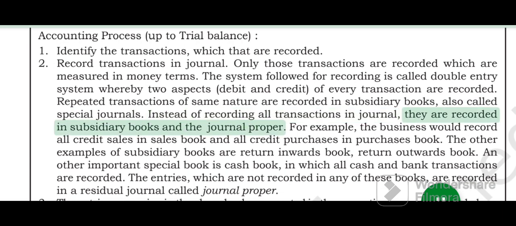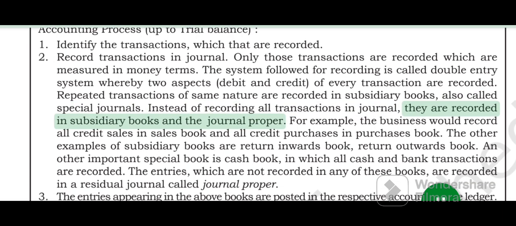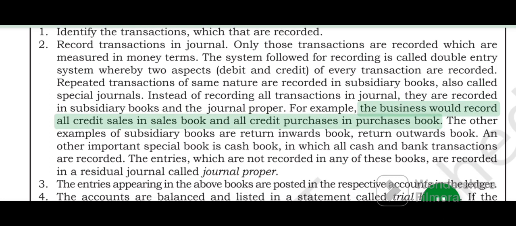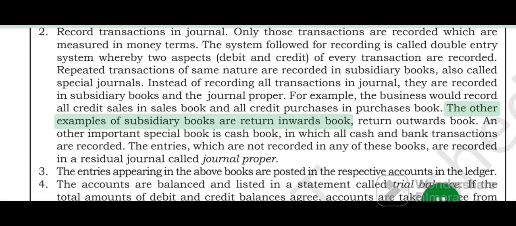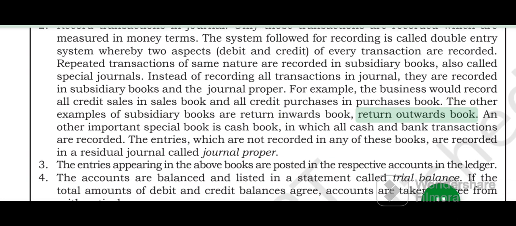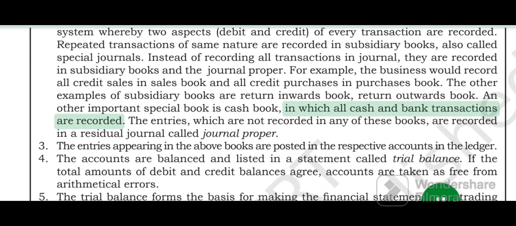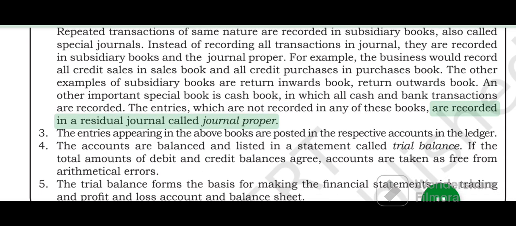Instead of recording all transactions in journal, they are recorded in subsidiary books and the journal proper. For example, the business would record all credit sales in sales book and all credit purchases in purchases book. The other examples of subsidiary books are return inwards book and return outwards book. Another important special book is cash book, in which all cash and bank transactions are recorded. The entries which are not recorded in any of these books are recorded in a residual journal called journal proper.